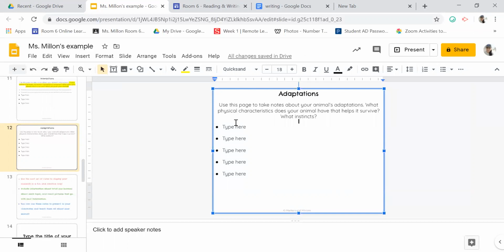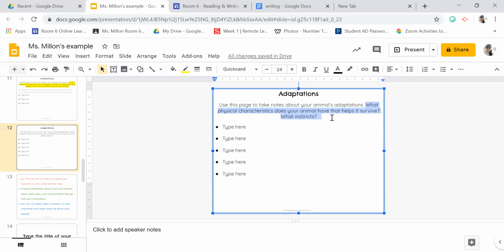So what you want to do before I ever start researching is I read the prompt and I look for the questions that I need to focus on for the day and the questions I need to have in my head as I research. So for slide 12, it says today you guys are going to be researching adaptations. Use this page to take notes about your animal's adaptations. What physical characteristics does your animal have that helps it to survive? What instincts? Okay, so what I do first is I highlight the question in the prompt.